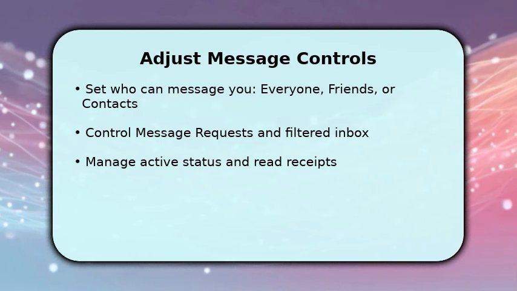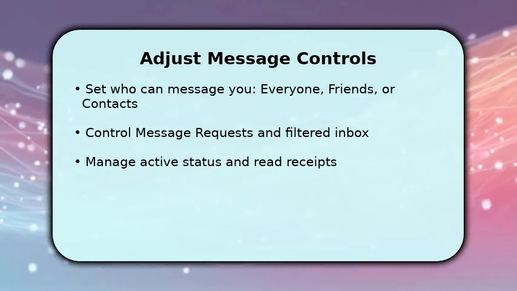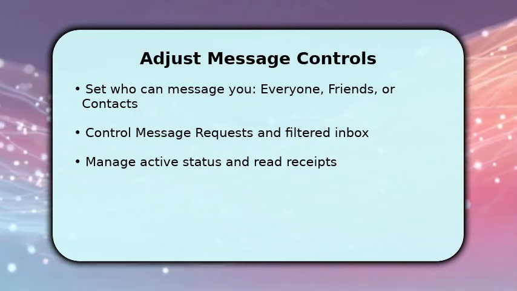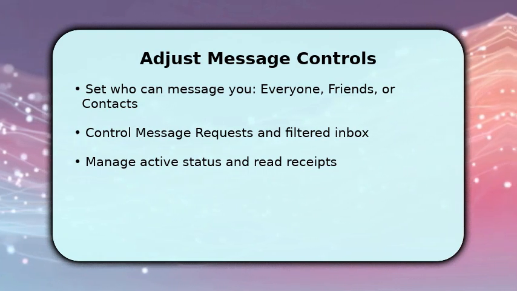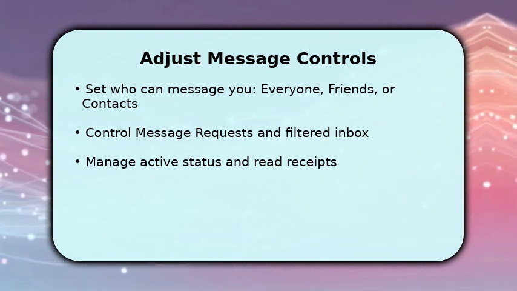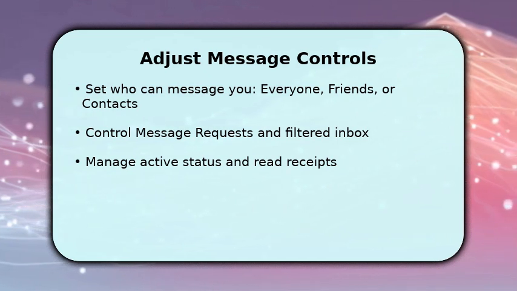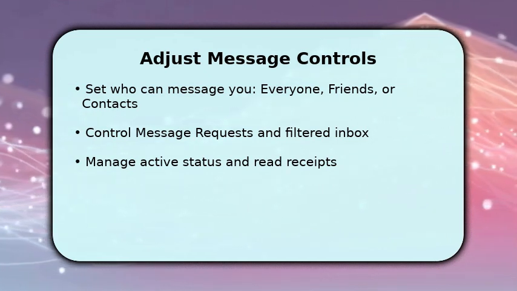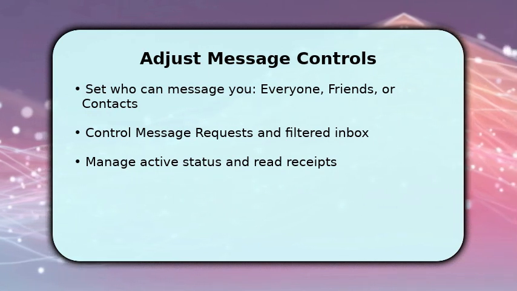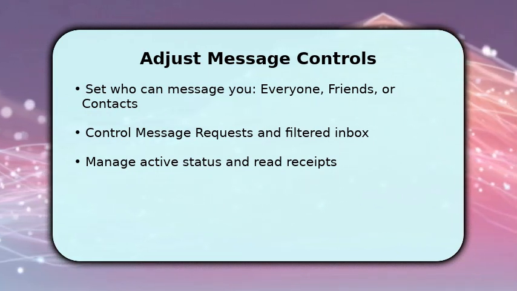You now adjust message controls to define how people reach you and what they see. First, choose who can message you, everyone, friends, or contacts, because this prevents unknowns from dropping into your inbox. Once done, modify message requests and filtered inbox settings to route unfamiliar messages away from your main feed.